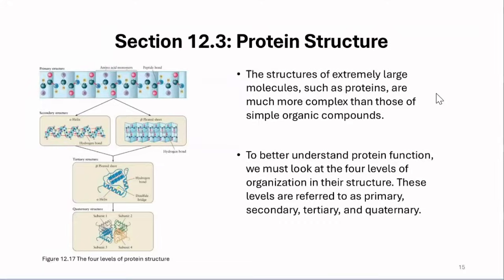Now we are going to talk about protein structure. The structures of proteins are actually extremely large compared to simple organic compounds. To better understand protein function, we must look at the four levels of organization for their structure. These are defined in the following way. In proteins, the organization level for structure is divided into primary structure, secondary structure, tertiary structure, and quaternary structure. Let's look at each of those levels individually.